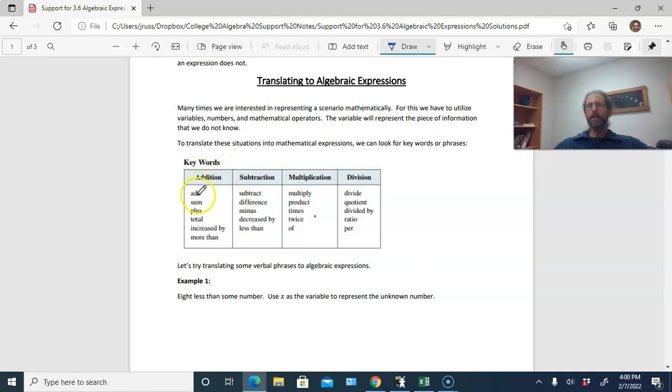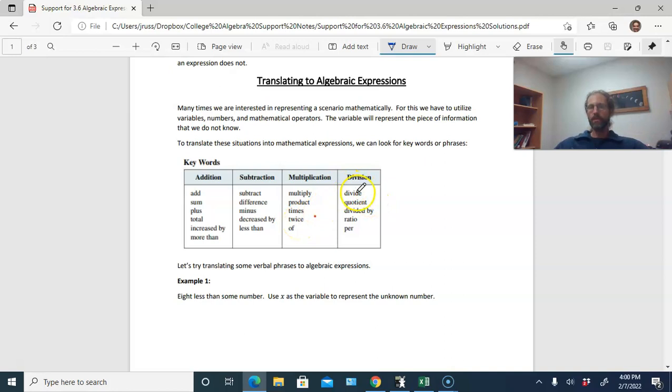So add, sum, plus, total, increased by, or more than. And then for subtraction, any of these terms: subtract, difference, minus, decreased by, less than. And then for multiplication: multiply, product, times, twice, of. The word of means multiply. Usually it deals with percentages, though, when you multiply percent times some number.